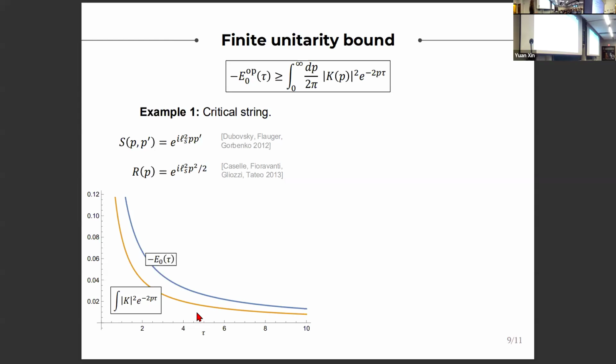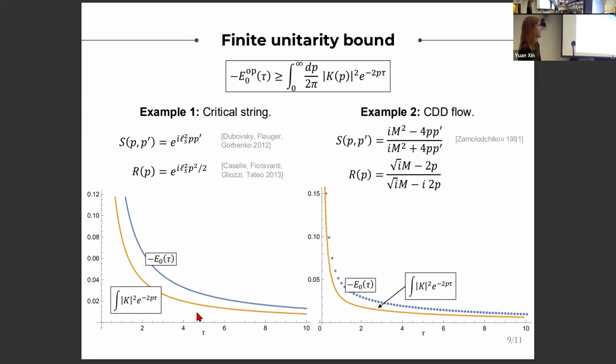So yeah, just as an example, we can compute this in TBA in the critical string where we have this S matrix and the related R matrix is this one. And you see the left-hand side is this curve. That's just a GGRT formula. And the bottom line, so the right-hand side, is this line. And you see it's indeed bounded everywhere in tau in this plot.